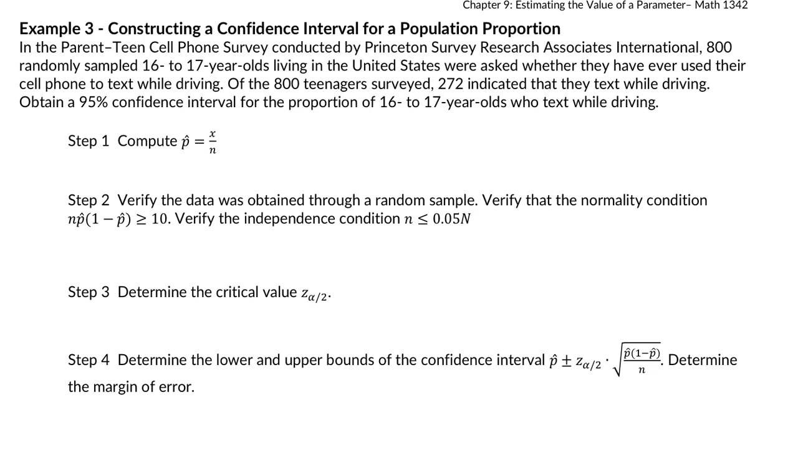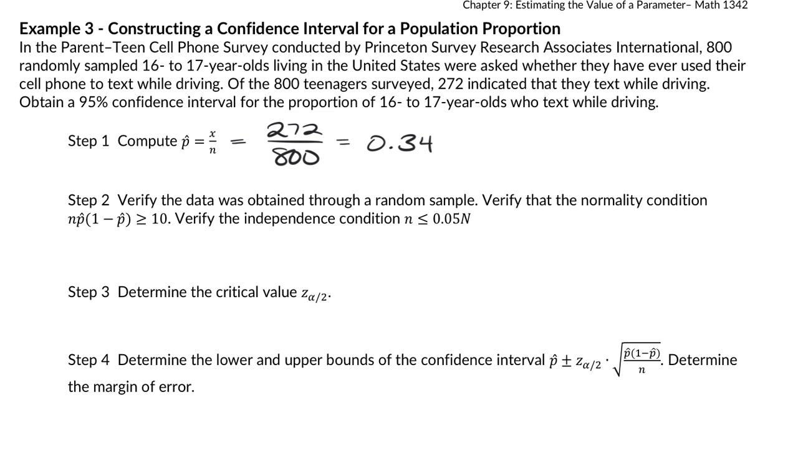Okay, step one, if this was asking you to do this question, these are the things that you do. We're going to compute p hat. Great. P hat is easy. It's 272 out of 800. How many decimals? Just 2. Okay. 0.34.